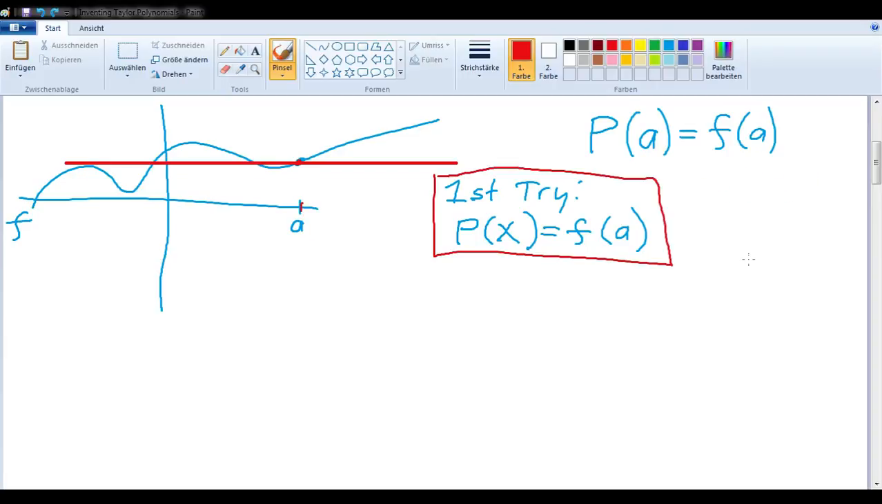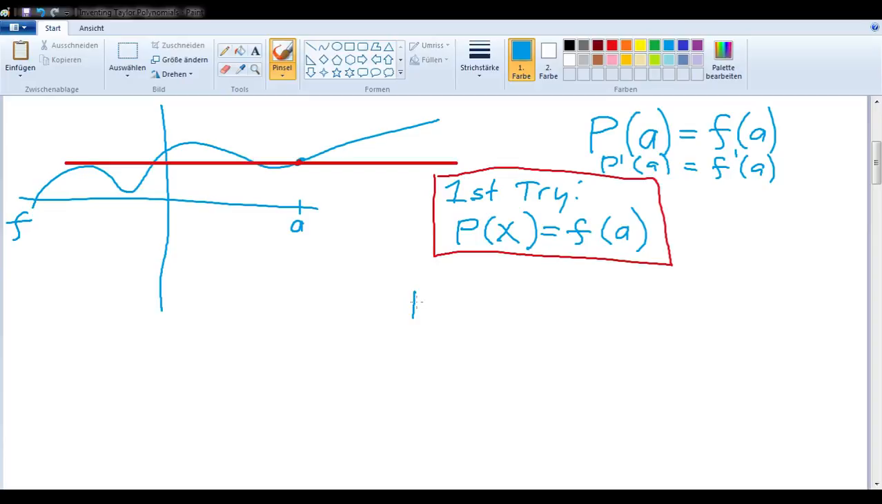The good idea that we're going to need to have is that perhaps our polynomial function could have not only the same function value at a, but the same slope at a. So in other words, we want p prime of a to be equal to f prime of a. Now, how would we go about that?